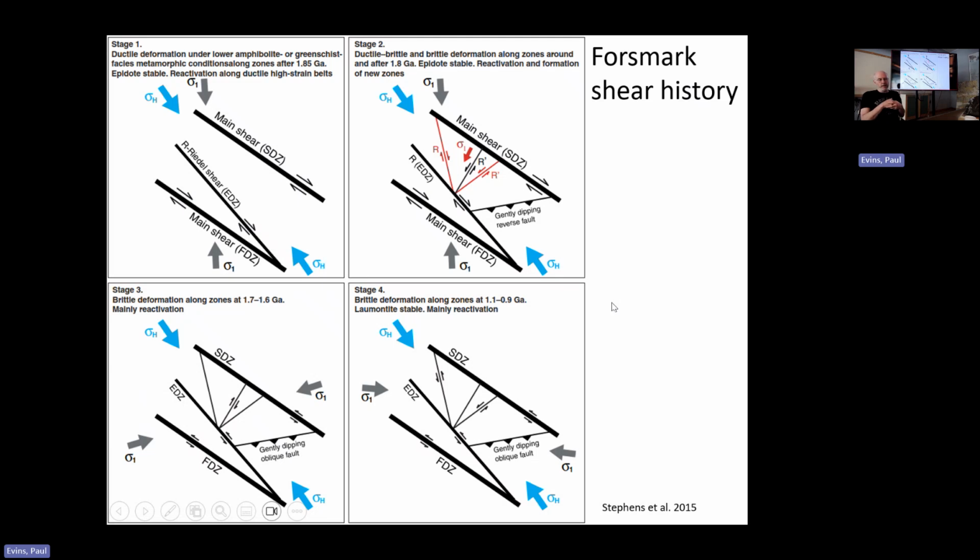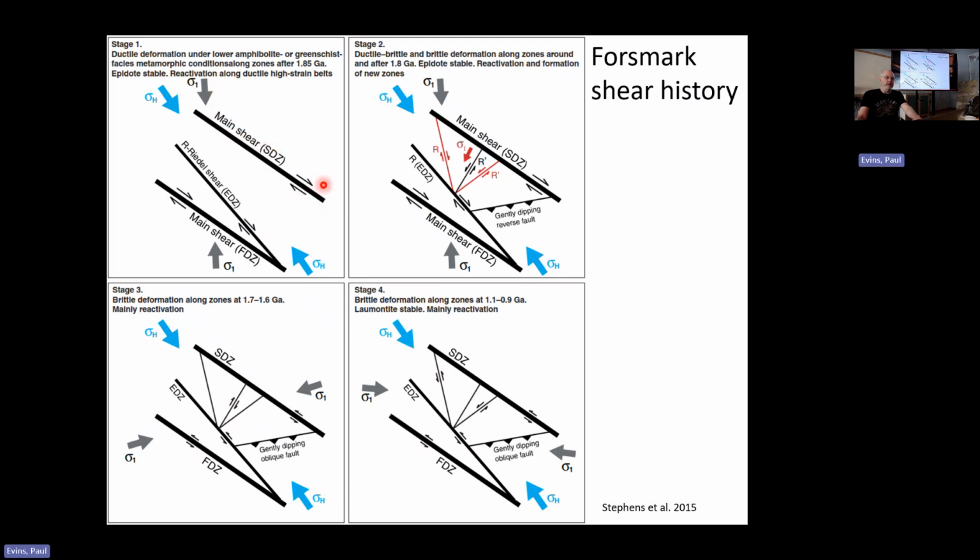Another way to think of this kinematically is to look at much more detailed studies done up in Forsmark for SKB, done by Mike Stevens and others, to give you a general idea of how these shear zones develop. Why are they in the orientation that they are relative to the compression direction? And we start with this earlier north-south compression from the Svecofennian.